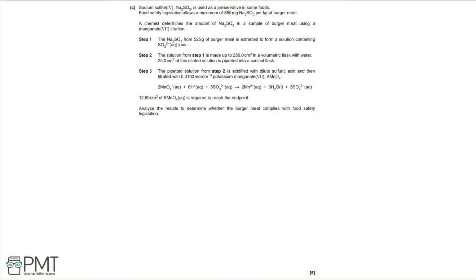Firstly, with this question, let's highlight the key pieces of information. So that's going to be the mass of burger meat we're using, the volumes in the titration, so the scale factor of 10, the concentration of potassium manganate or KMnO4, the volume required to reach the end point, and then we're going to start using some equations. So the first equation we're going to use is an equation triangle of the number of moles is equal to the volume times concentration. So we can work out the moles of the manganate ions.